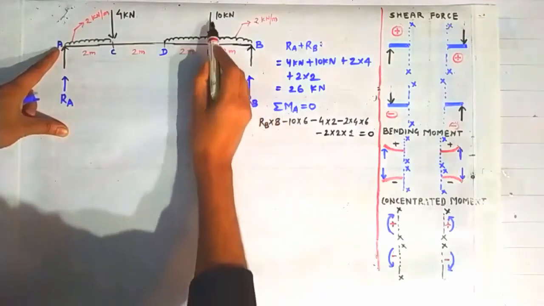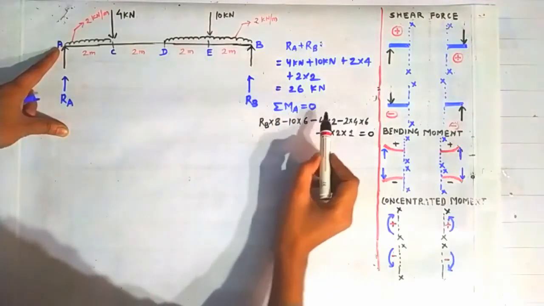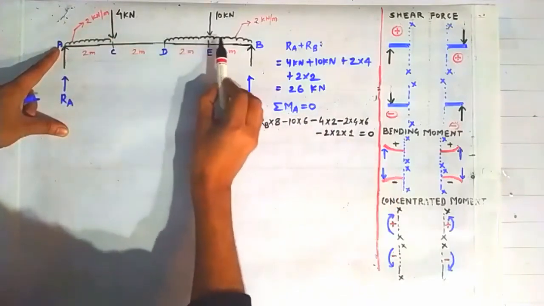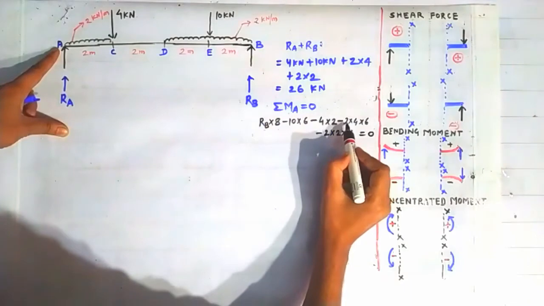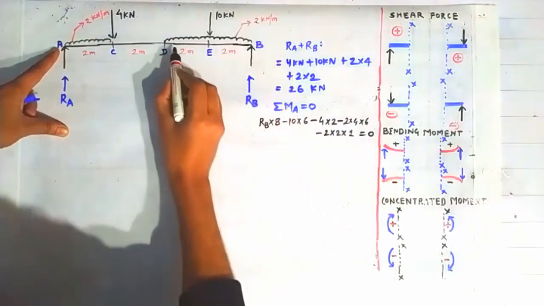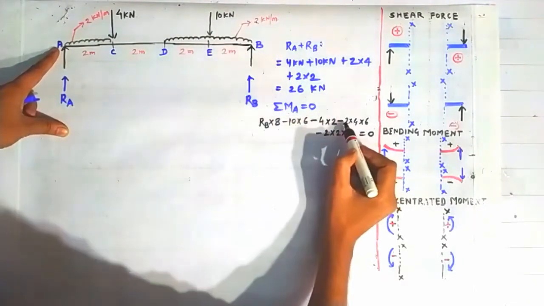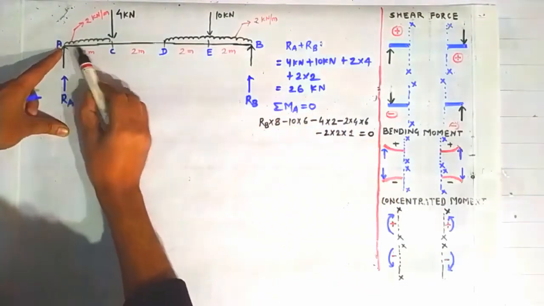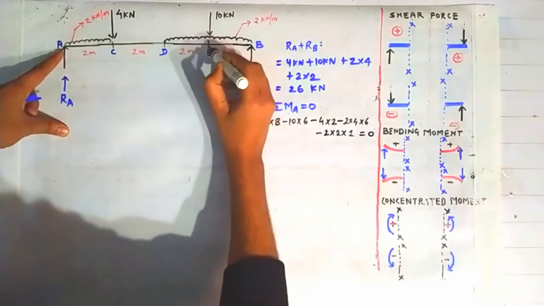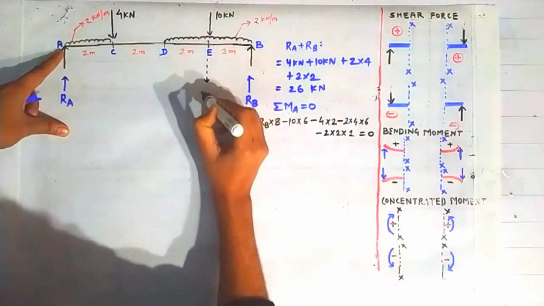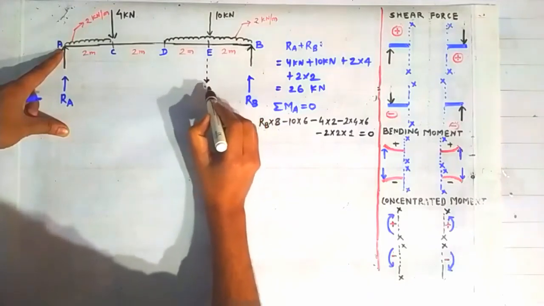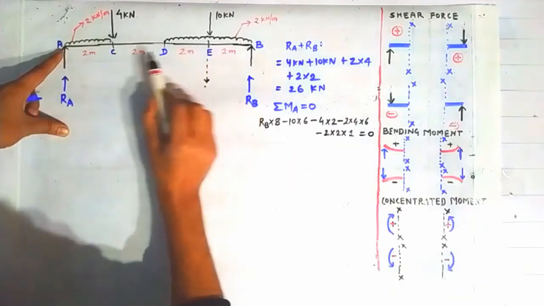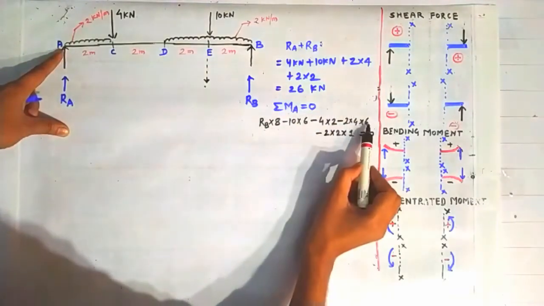So 10 into 6, that is 10 into 2 plus 2 plus 2, and because of this 4 kilonewton there is a moment of 4 into 2. Because of this UDL there will be a moment of the intensity of this UDL, 2, into the whole span, 2 plus 2 which is 4, into 6, that is the distance of the action of this UDL. This UDL will act at the middle point here, and the distance of this UDL from point A is 2 plus 2 plus 2, equal to 6.